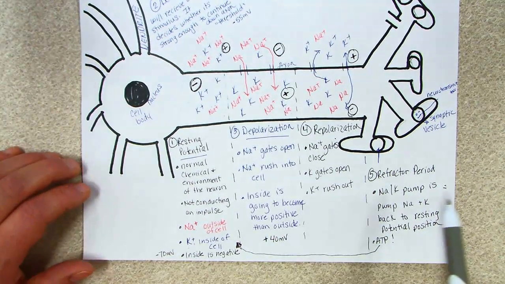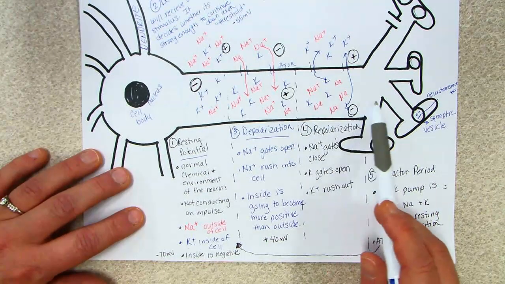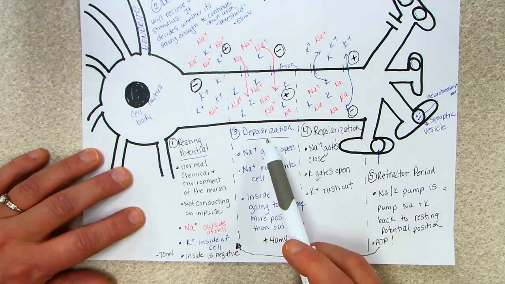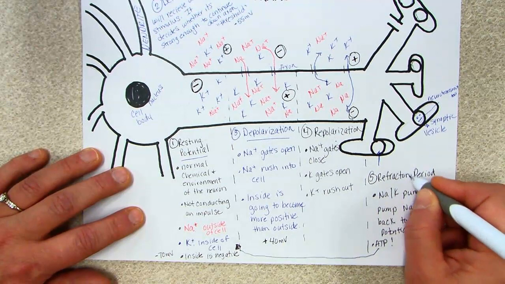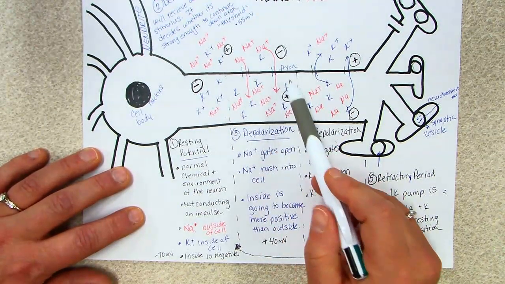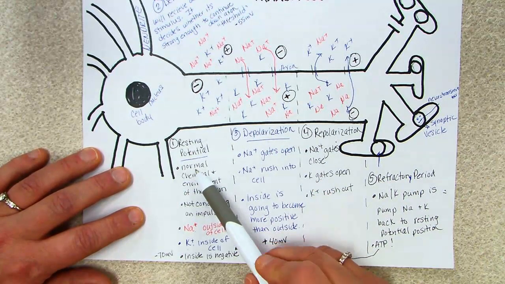So this is how the impulse travels from the dendrites all the way down the neuron down to the axon terminals. Resting potential, depolarization, repolarization, and then refractory period. Charges switch, chemical balance of the ions switch. And then eventually they're going to go back to where we want it to at resting potential.